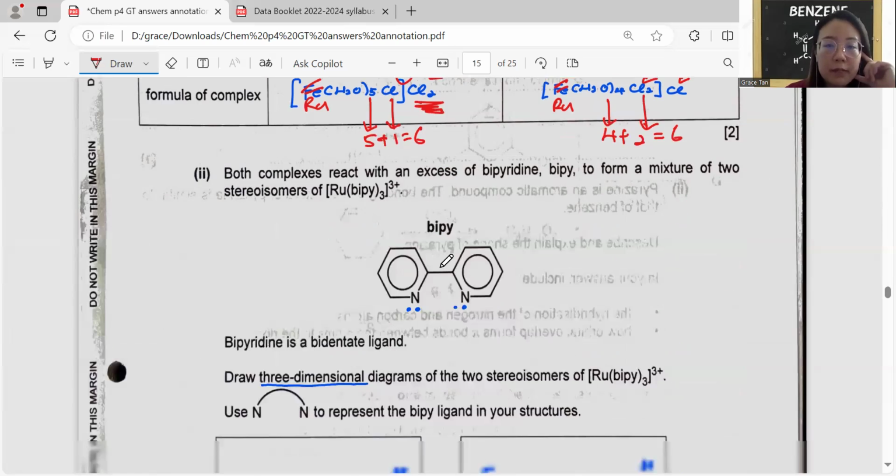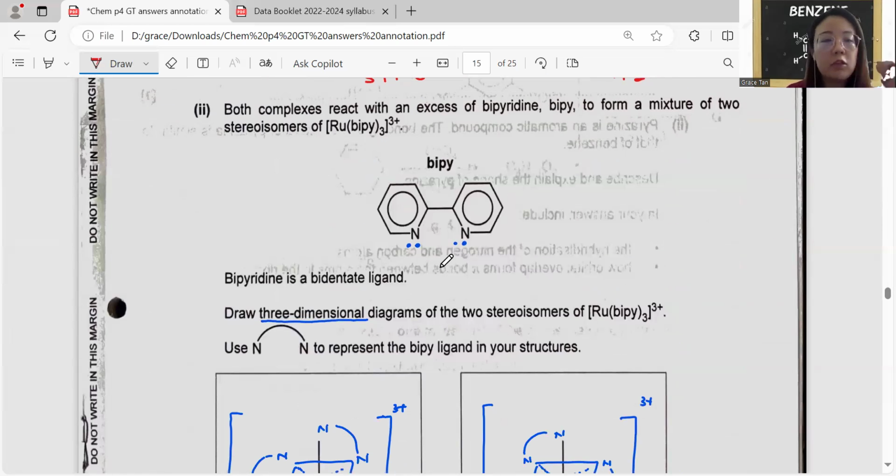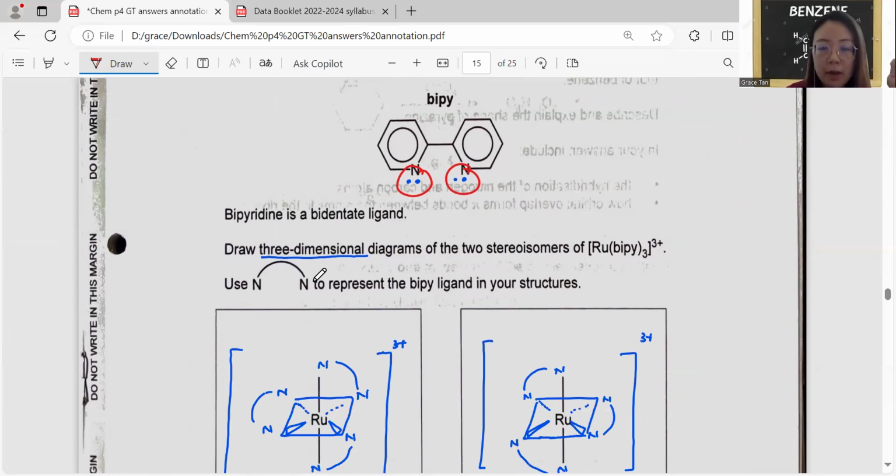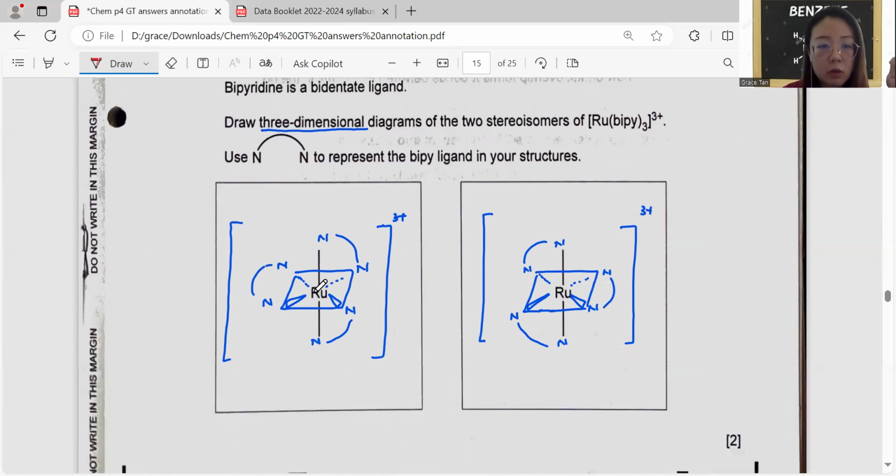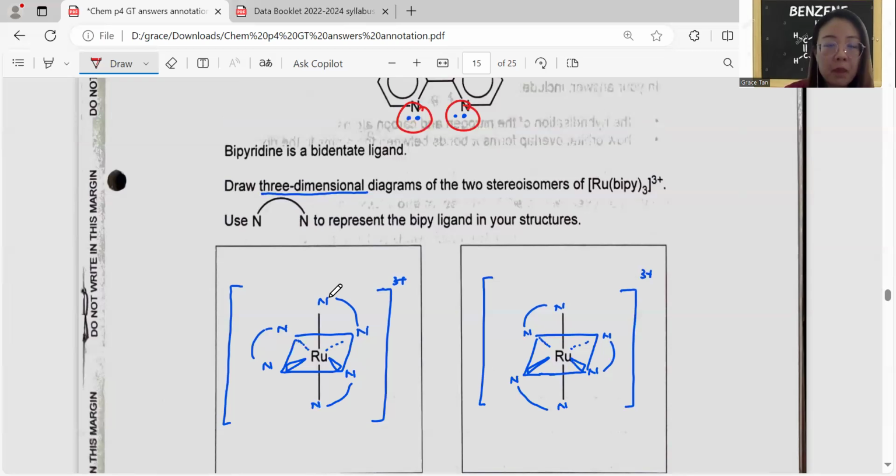Now, both complexes react with excess bipyridine, BIPY, to form a mixture of 2 stereoisomers. They did say that bipyridine is a bidentate ligand, correct? Because you can see 2 lone pairs of electrons that can be donated per ligand. So draw a 3-dimensional diagram. Please remember to draw your wedge, which is a triangle, and the dotted line backstage. When you have 3 bidentate ligands, you will show optical isomerism.